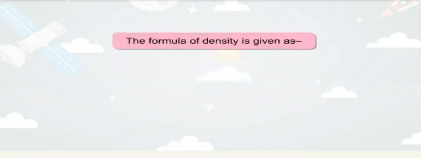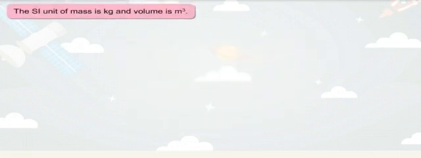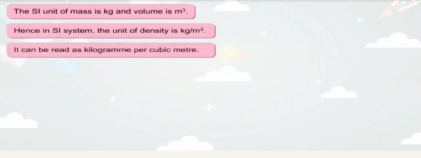Unit of the density. As we know, the formula of the density is mass upon volume. By knowing the unit of the mass and the volume, the unit of the density can easily be calculated. In the SI system, mass is measured in kilogram and volume in meter cube. So the unit of density in the SI system becomes kilogram per meter cube. It can also be read as kilogram per cubic meter.